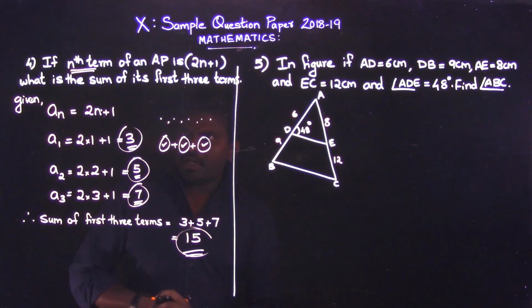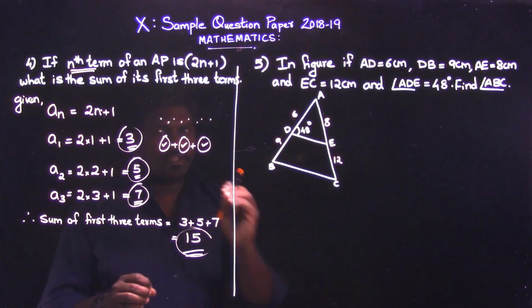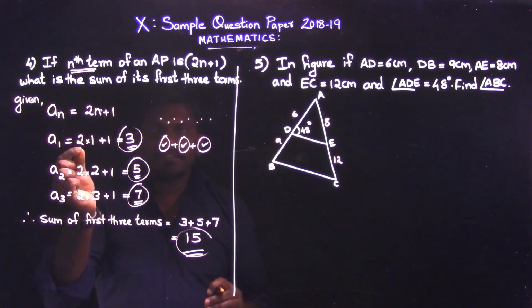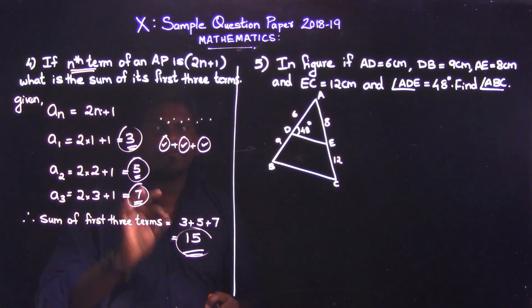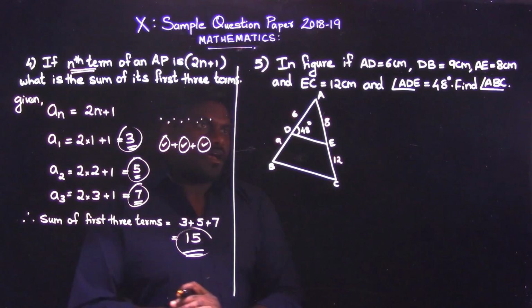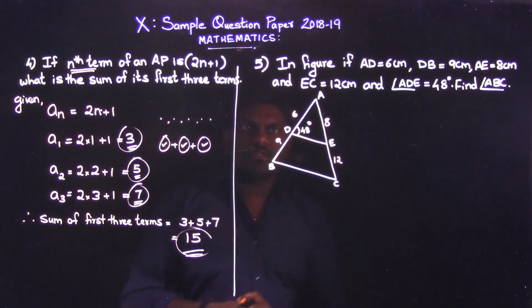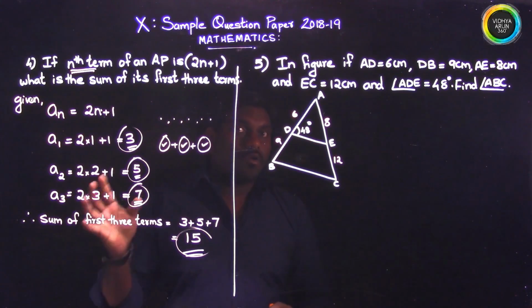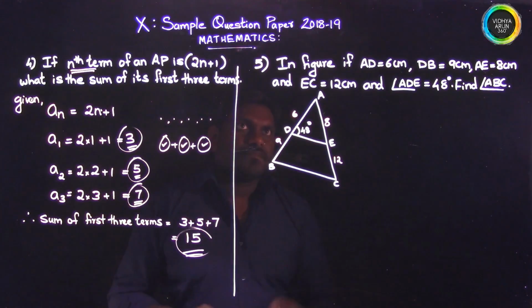Clear? I don't think there is much here, and AP is one of the easiest chapters, and there are only quite a few formulas. Think a bit, then do it. You will get full marks. Fine. That is also one of the important chapters, AP, arithmetic progression. Then on to the fifth question. These are all 1 mark questions till question 6.